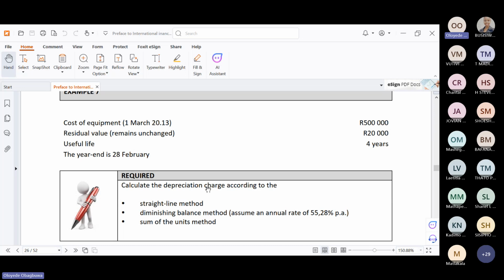For the straight line method, I've said the cost less residual value, then divided by the useful life. So all the information we have is here. The cost is 500,000. The residual value is 20,000. So it's 500,000 less 20,000, then divided by 4 years, which is the useful life. But if it is the diminishing balance method, you just apply the rate straight off, at first on the cost, then later on the carrying value.